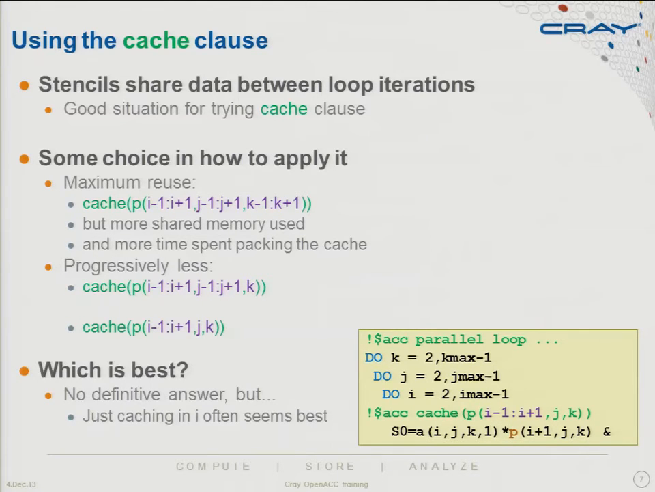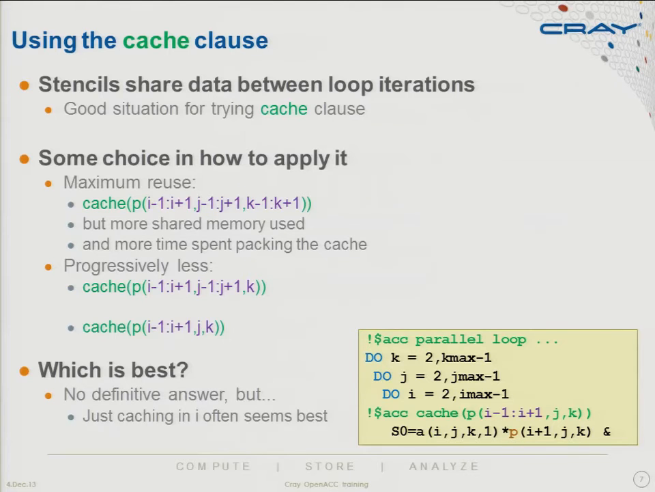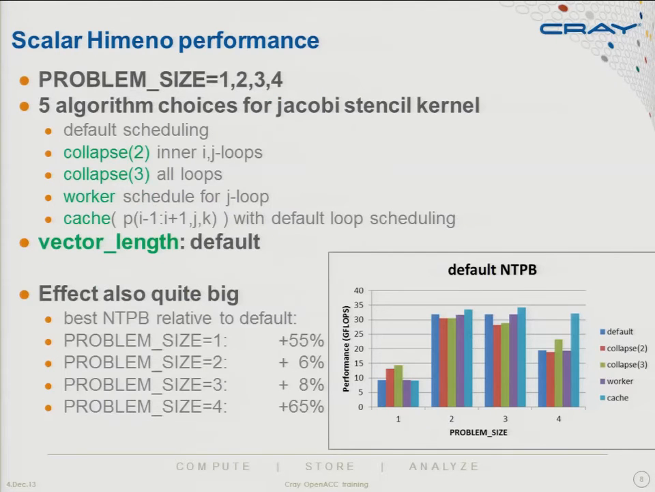It depends. Although I almost always find that caching on the inner loop only gives best performance. So that's the one I'm going to try here. I tried the other ones, they were slower. Much slower, actually. So I've got three different schedules here, and I'm also going to try the default schedule with the cache clause. So default scheduling, collapsing the inner two loops, collapsing all three loops, trying a worker clause on the middle loop, or doing some caching just on the I direction.